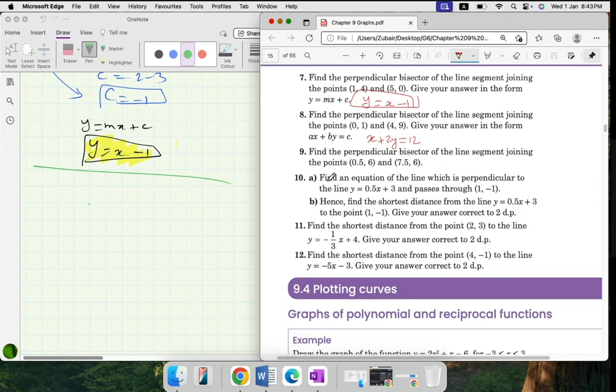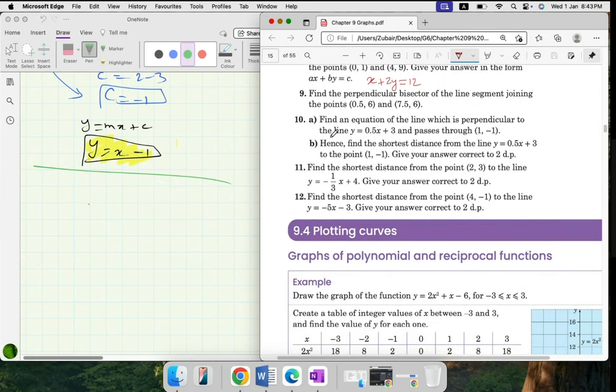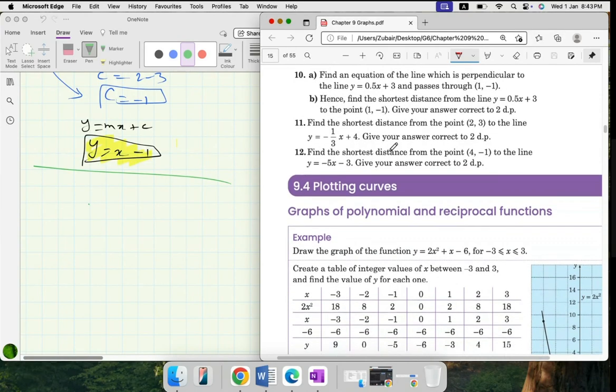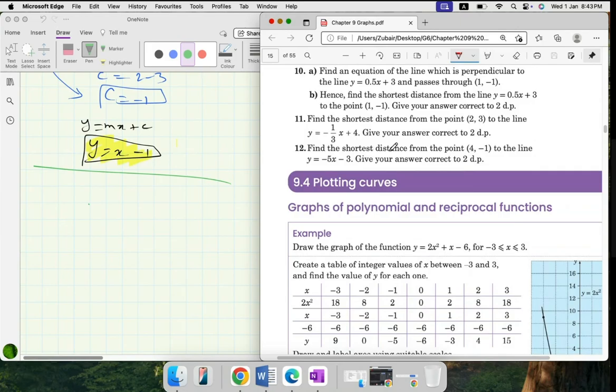9 is again the same, perpendicular bisector. Let's see what question 10 says. 10 is slightly different from 8 and 9.